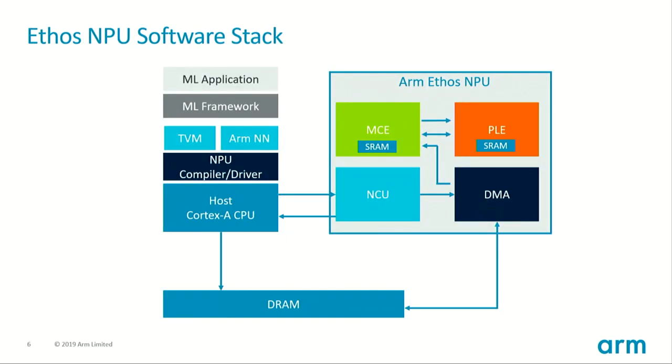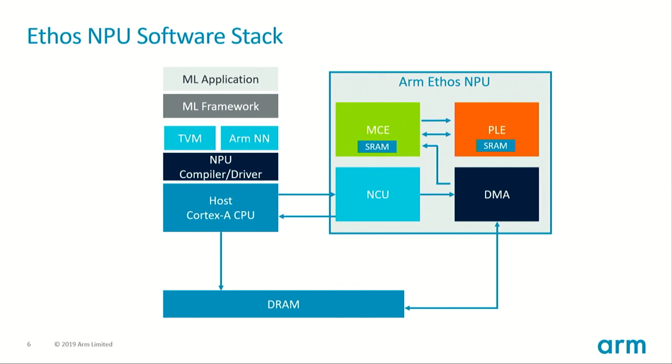After that sort of advertisement, what does our Ethos NPU software stack look like? We view this as working within our existing software stacks. We've got the Arm NN software stack, part of the ML platform, and we see the ML application on the top connected to an ML framework. And we look at TVM as an ahead-of-time option for us in terms of compilation, providing an ahead-of-time compiler experience for our customers.